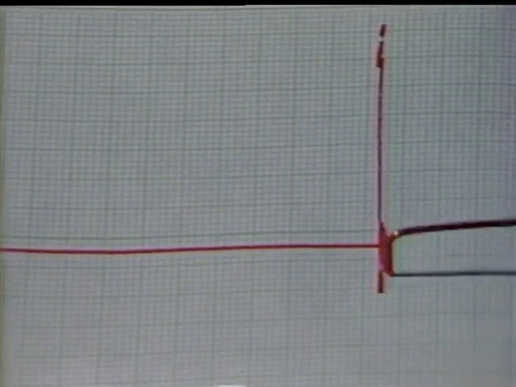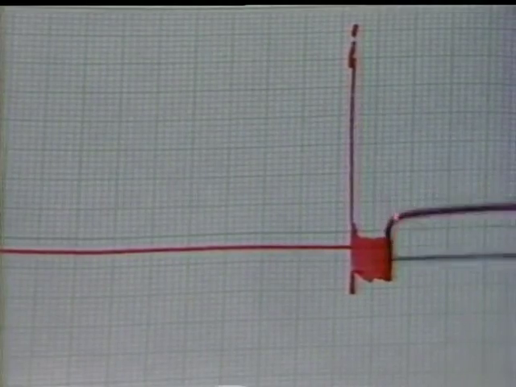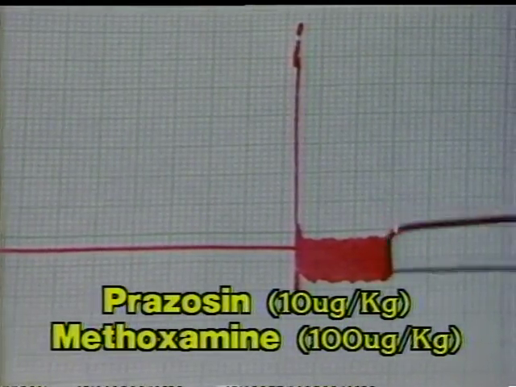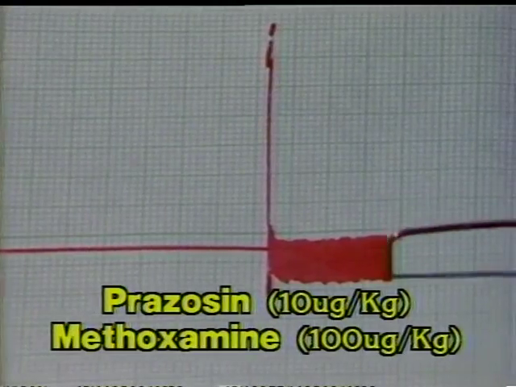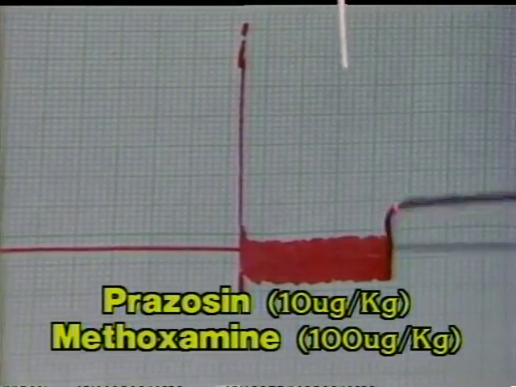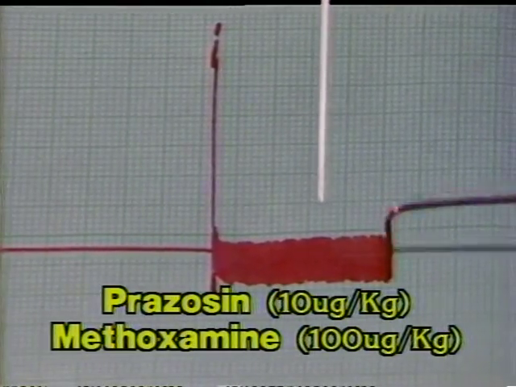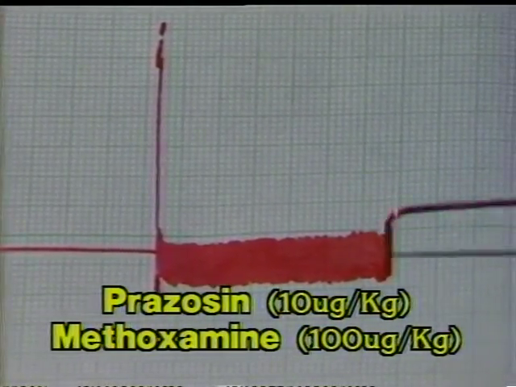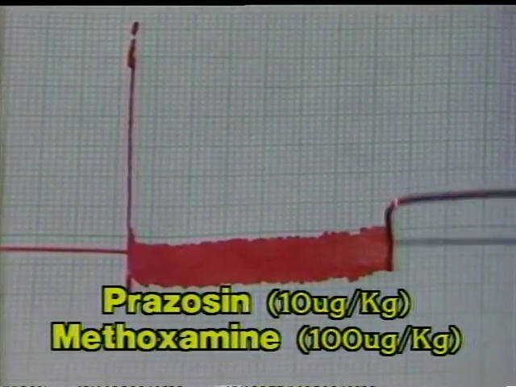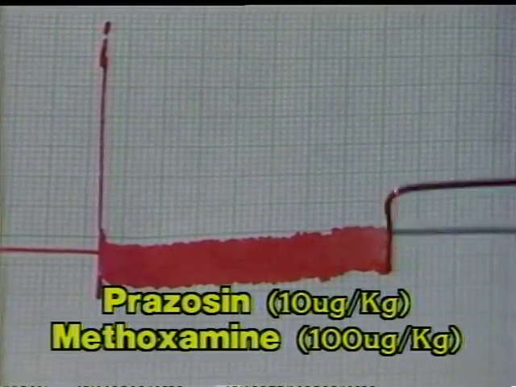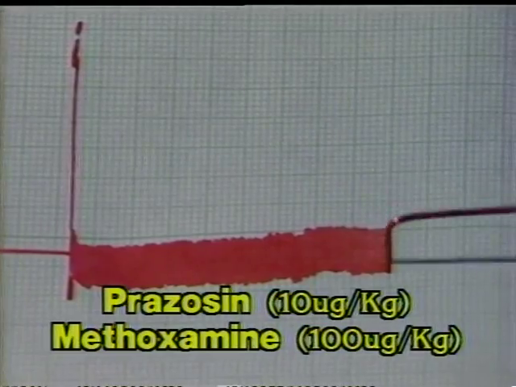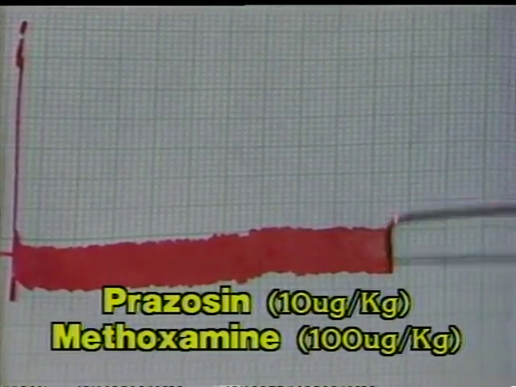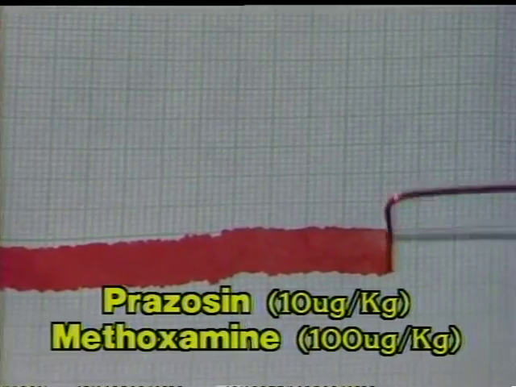As you'll remember from the table, prazosin acts as an antagonist of alpha-1 receptors. Thus, if methoxamine is infused immediately after prazosin, the alpha-1 receptor mediated increase in blood pressure should be blocked. As expected, methoxamine, 100 micrograms per kilogram, given immediately after prazosin, 10 micrograms per kilogram, had a minimal effect on the blood pressure, confirming that prazosin blocks the alpha-1 receptors, preventing methoxamine from increasing the blood pressure.